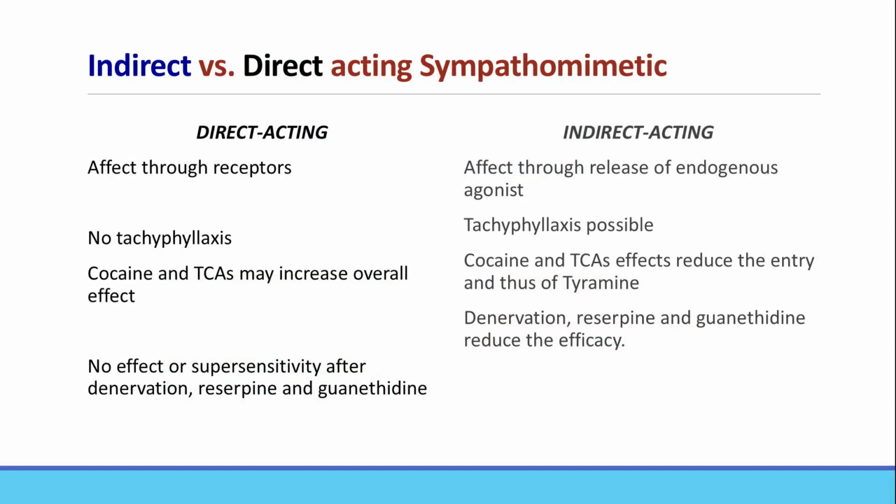The differences between these two classes become clinically significant. Direct acting agents maintain consistent effects because they bypass neuronal mechanisms. Indirect acting agents, however, can exhibit tachyphylaxis due to depletion of neurotransmitter stores. Their effectiveness also diminishes in conditions where neuronal function is impaired. This distinction is crucial for both therapeutic use and examination understanding.